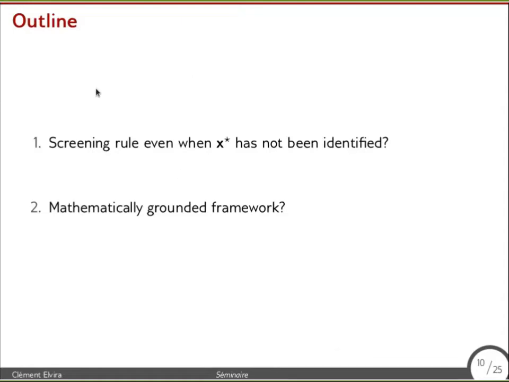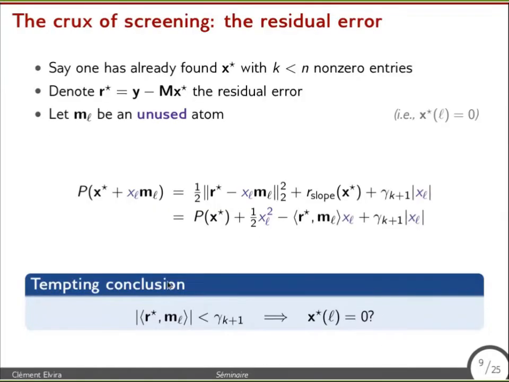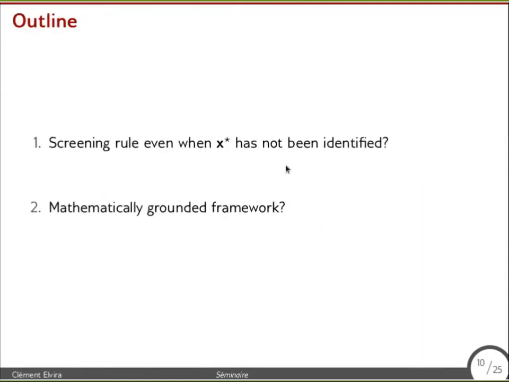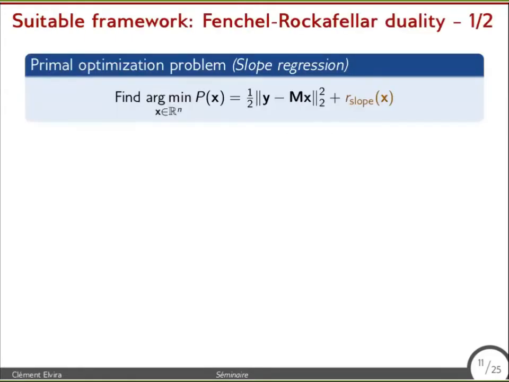So now the idea in the remaining slides will be to design such a screening rule, which shares a similar structure as this one, that is able to identify zeros when X star, the solution of the slope problem, has not been identified yet, and that is obviously mathematically grounded. Okay. So without surprise, the suitable framework to design such a rule is to use duality in optimization, and in particular in convex optimization. So in our work, we have used the Fenchel-Rockafellar duality.